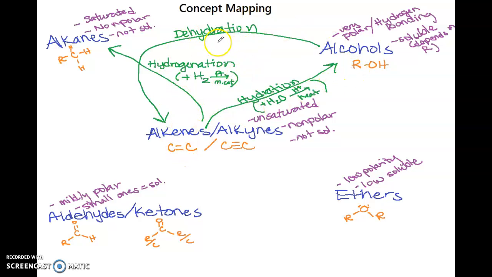What that ends up looking like is our alcohol on this side, and then over here we get water and then our alkene. I'm going to just say ene. And just like the one down here, it uses an acidic catalyst and heat. So see how these are almost exact opposites of each other.